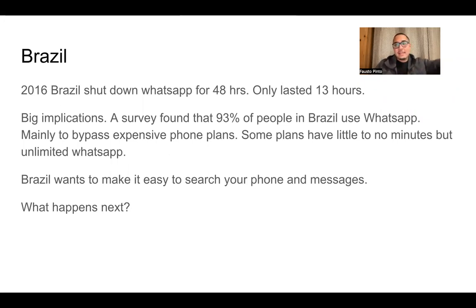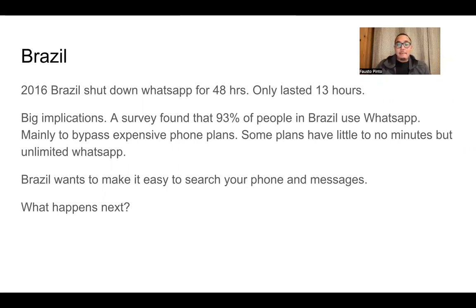I mean, I have family here, and I'm Puerto Rican, Ecuadorian. I have family that are born here. They don't even have WhatsApp. If you're from overseas or have families from overseas, WhatsApp is how you make calls and how you text. A survey found in 2016 that 93% of people in Brazil use WhatsApp.